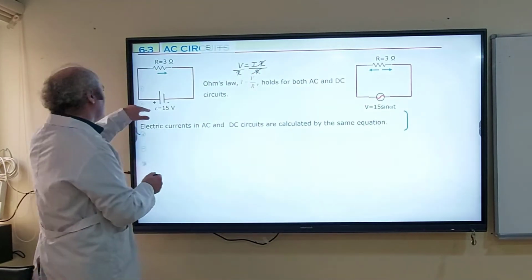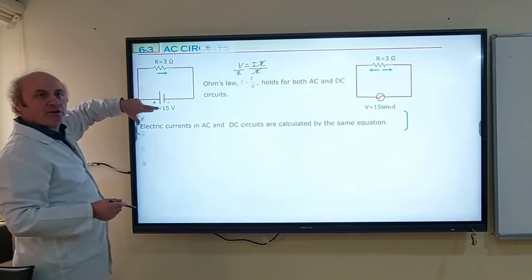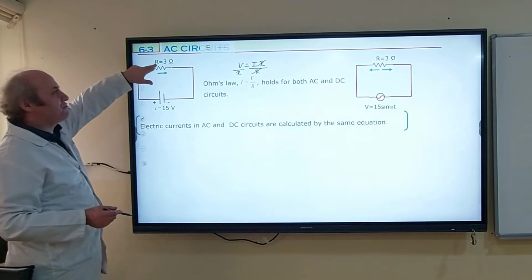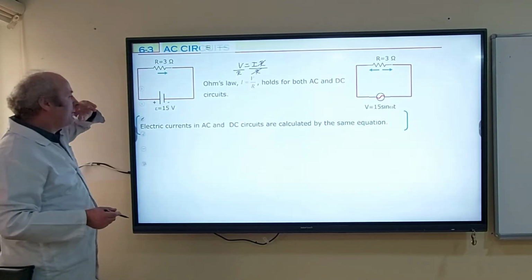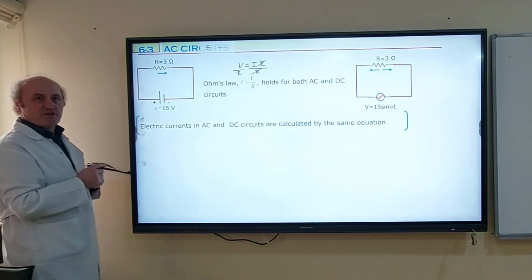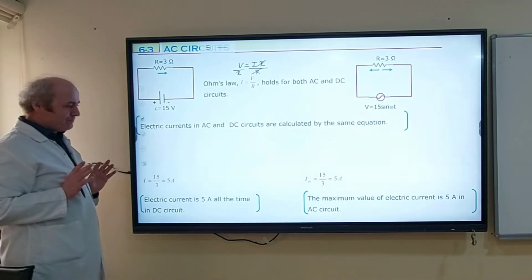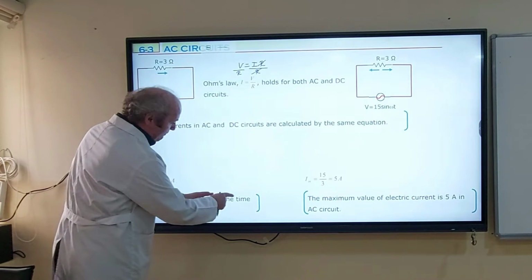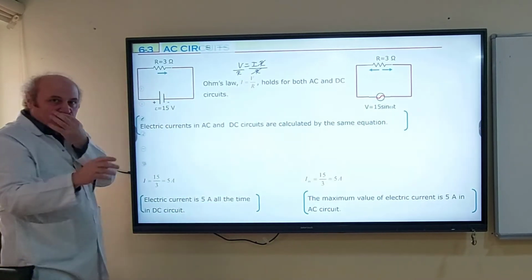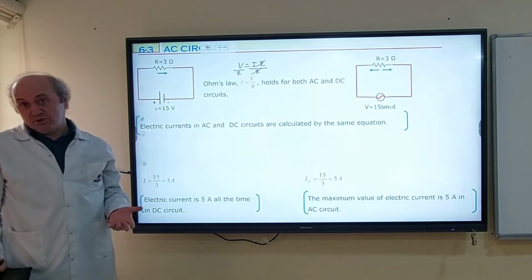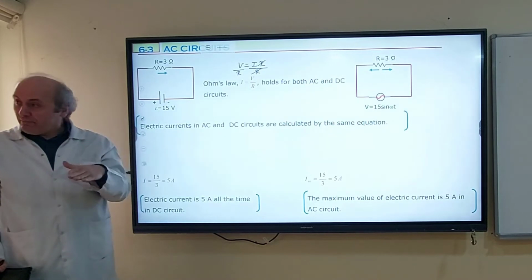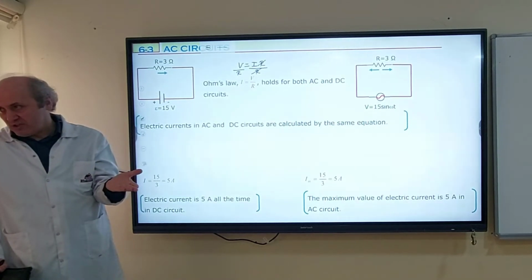Now in here, let's calculate it. How much is potential difference? 15. How much is resistance? 3. Divide them, V over R: 15 over 3, 5. In here, electric current is 5 ampere. So electric current is 5 ampere all the time. We know that DC current never changes. It is always a constant number and always positive, one direction.